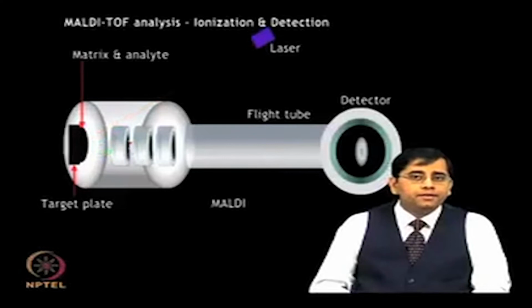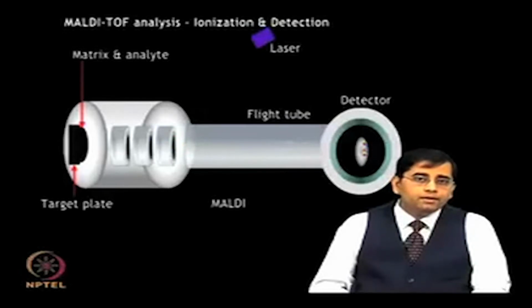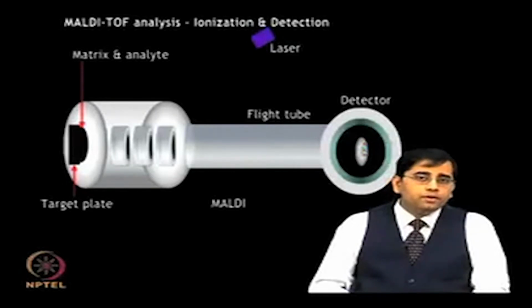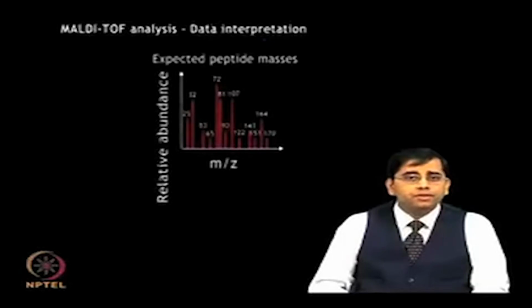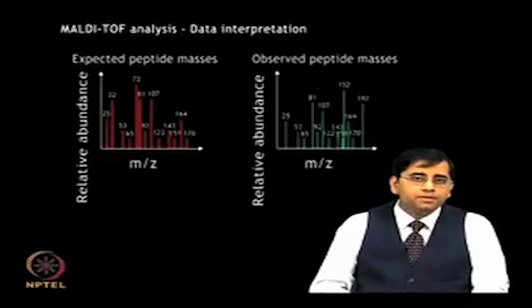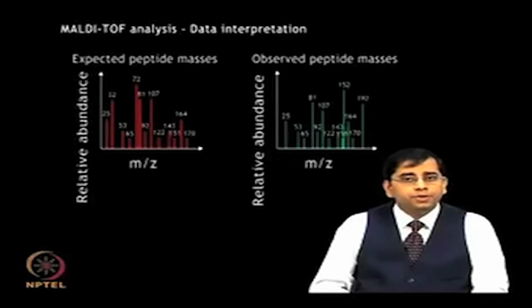These ions are accelerated and travel through the flight tube at different rates. The lighter ions move rapidly and reach the detector first, while the heavier ions migrate slowly. The ions are resolved and detected on the basis of their m/z ratio and a mass spectrum is generated. Identification of post-translational modification by MS largely lies in the interpretation of results.